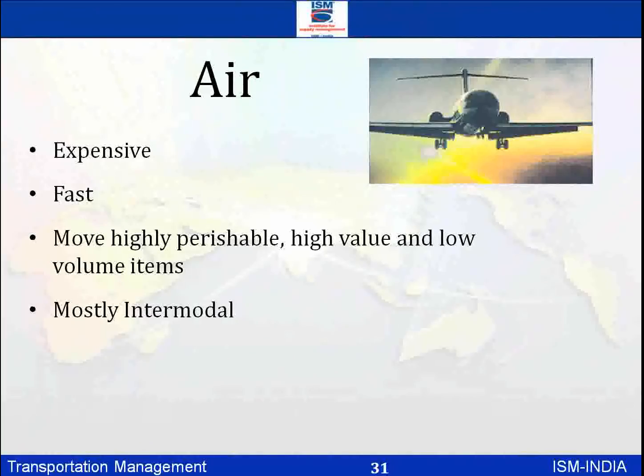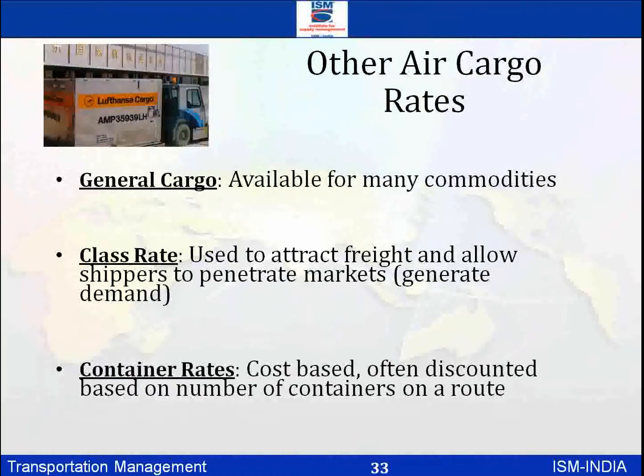Air is the most expensive one, but fast. I think any item which is perishable, high value, and low volume, mostly intermodal, that's how it goes on. Now the cargoes, I think I explained already. This is for general cargoes, which is many commodities, and container means just going into the container format.